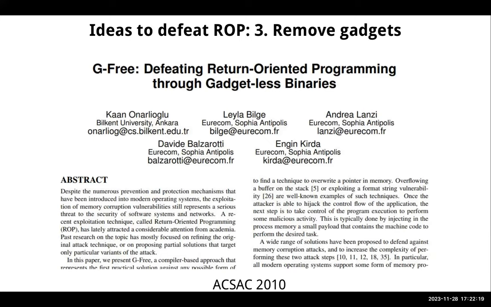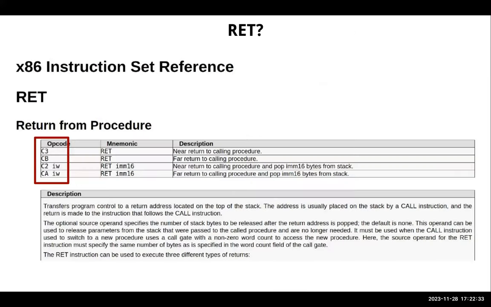So in this exact paper back in 2010, the authors proposed G3, "Defeating ROP through Gadget-less Binaries." The idea is actually very simple. So what is a return instruction? In ROP, you need a return instruction. And what is a return instruction?